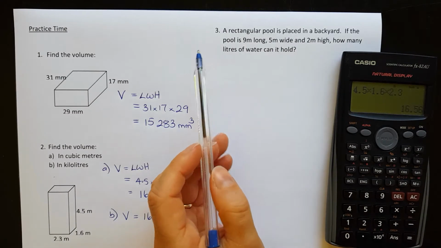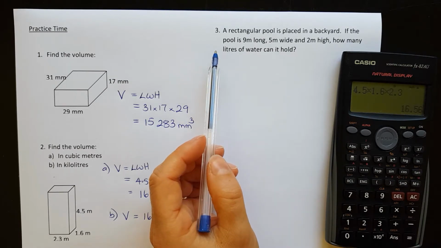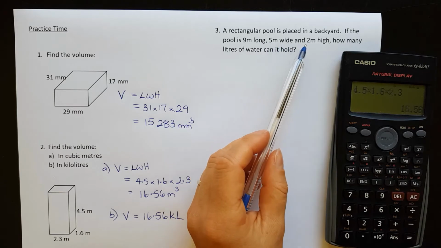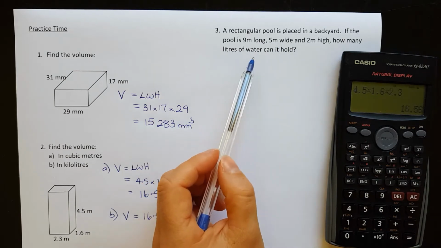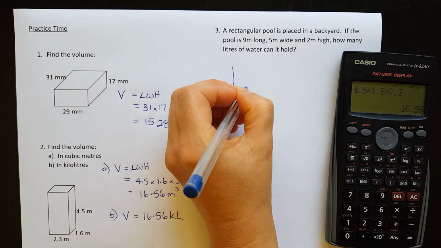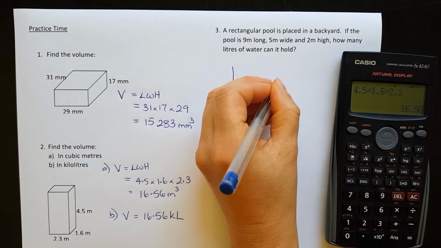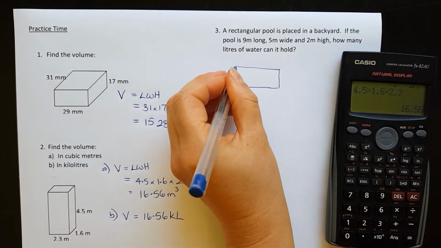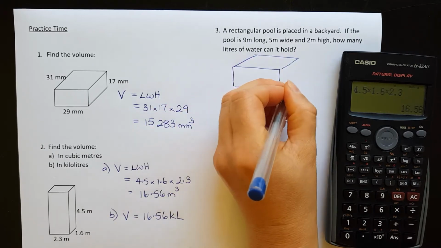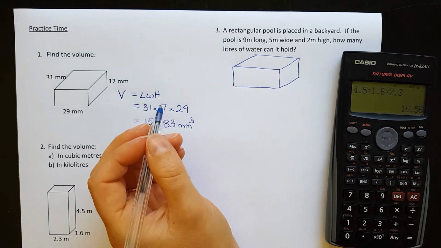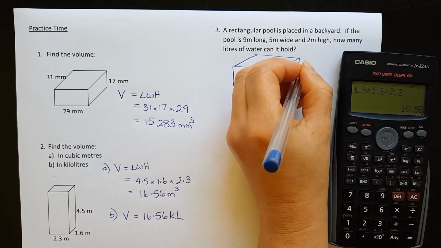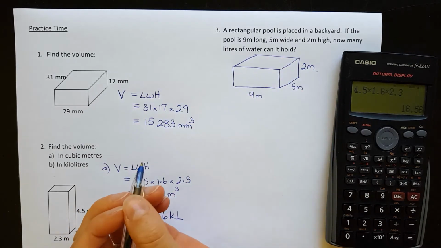Question 3. A rectangular pool is placed in a backyard. If the pool is 9 meters long, 5 meters wide, and 2 meters high, how many liters of water can it hold? Okay, so you can draw a diagram of this if it helps. So it's a rectangular pool or a rectangular prism. It is 9 meters long, 5 meters wide, and 2 meters high.